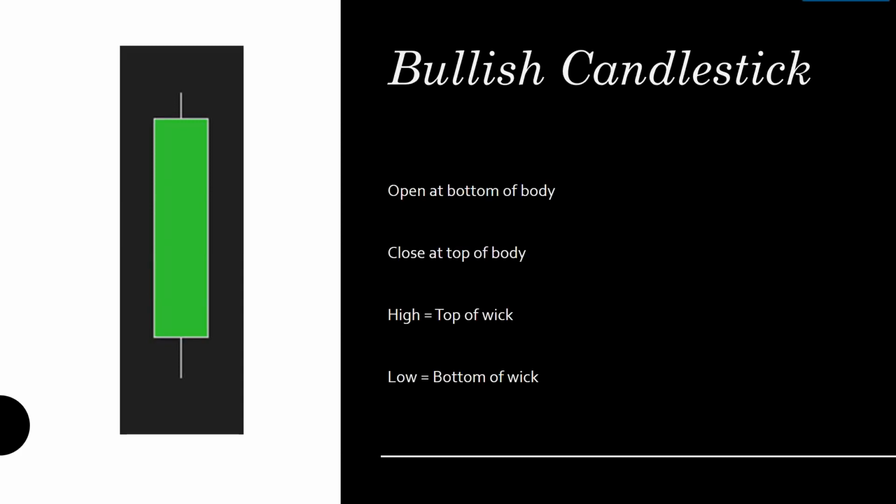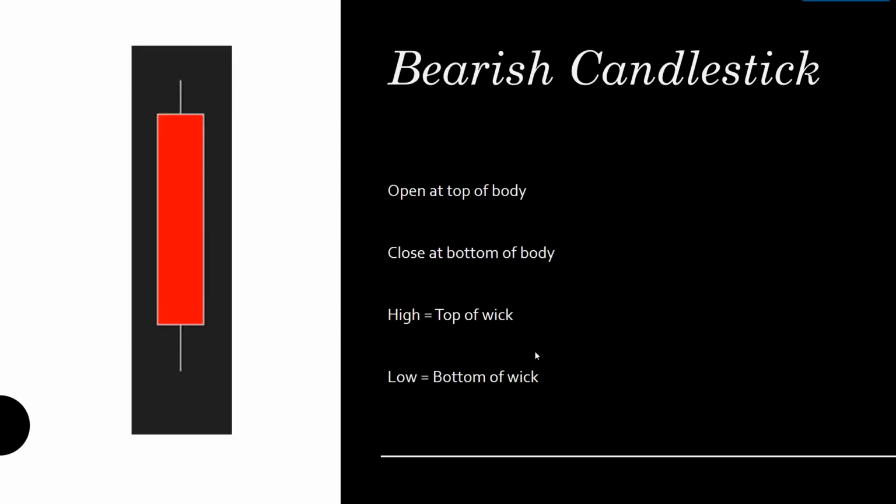and where it closed. Now, a bearish candlestick opens at the top of the body, closes at the bottom of the body. The low is the bottom of the wick. The high is the top of the wick.